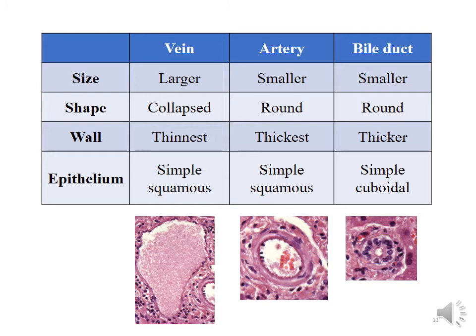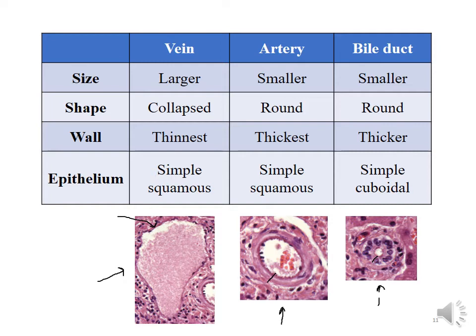Regarding the size, the vein has the largest size, and the artery and bile duct are smaller than the vein. Look at the shape of the vein: it is collapsed, whereas the artery and the bile duct are round in shape. The vein has the thinnest wall of the three. The artery has the thickest wall, and the bile duct has a thick wall, thicker than the vein, but not as thick as the artery.